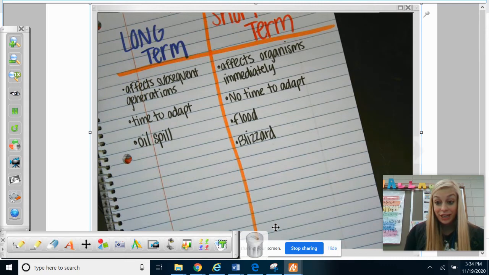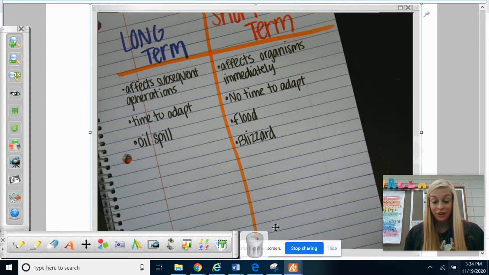What about climate change? Well, the definition of climate is long term. It's the temperature of an environment over a long period of time. So if the climate changes, that's going to be a long-term environmental change. Think about, I'm sure y'all have heard about the ice caps melting. That is a really big change. If that's the habitat for polar bears and it's melting, that's a really big deal.